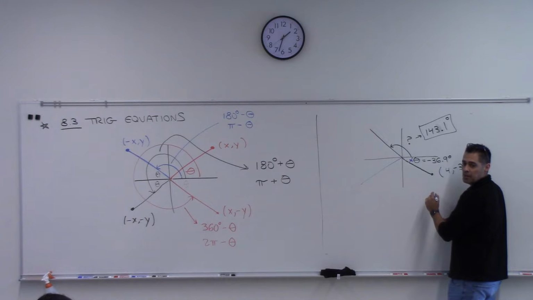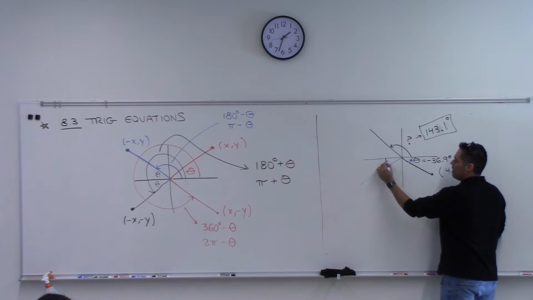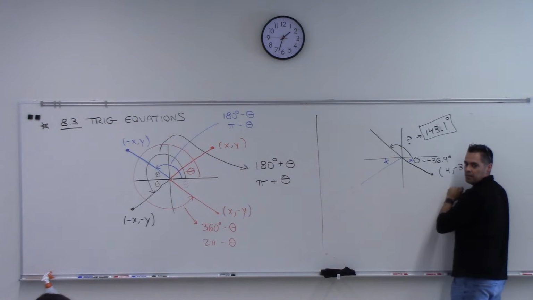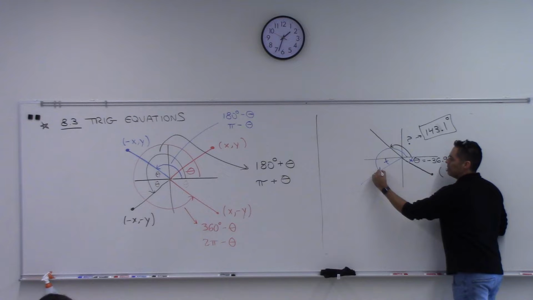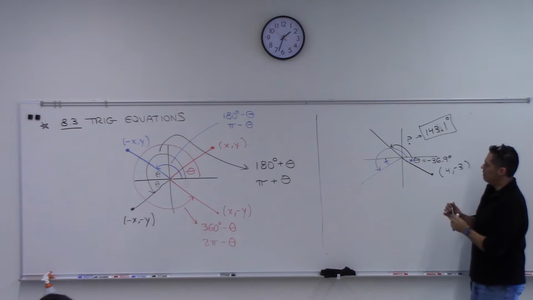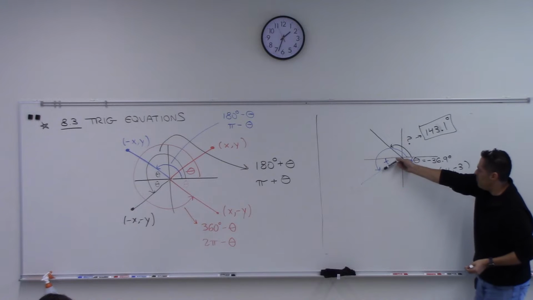Is that what you're? Yeah. Okay, so this right here is the same distance angle-wise as that, right? Yeah. So what would this angle be going from here to here? It would be 180 plus 36.9.